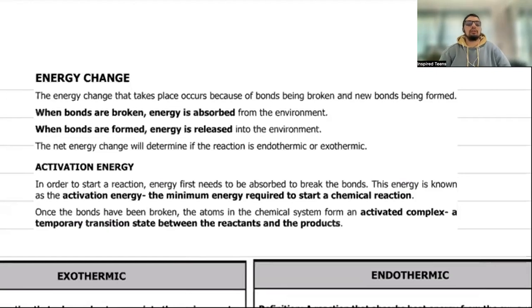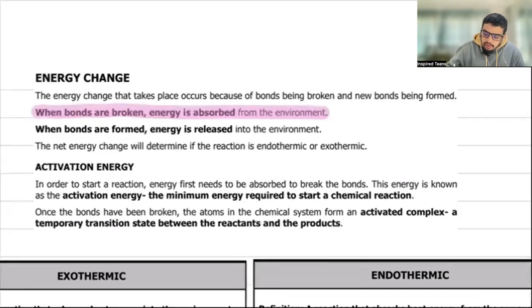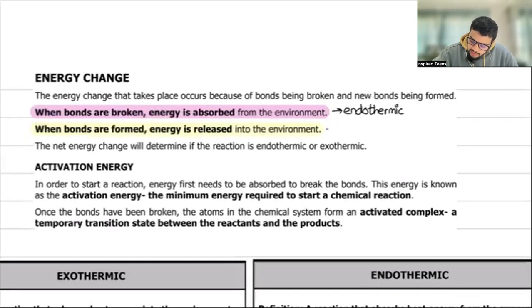We have this concept of an energy change that occurs whenever bonds need to break and whenever bonds need to form, which you can imagine happens quite a bit. These next two sentences are very important. When bonds are broken, energy is absorbed from the environment, and when bonds are formed, energy is released into the environment. When energy is absorbed, this is known as an endothermic reaction. And when energy is released, this is known as an exothermic reaction.